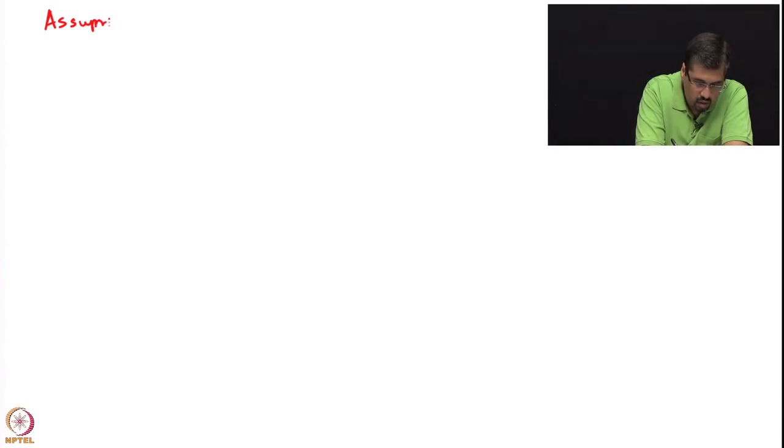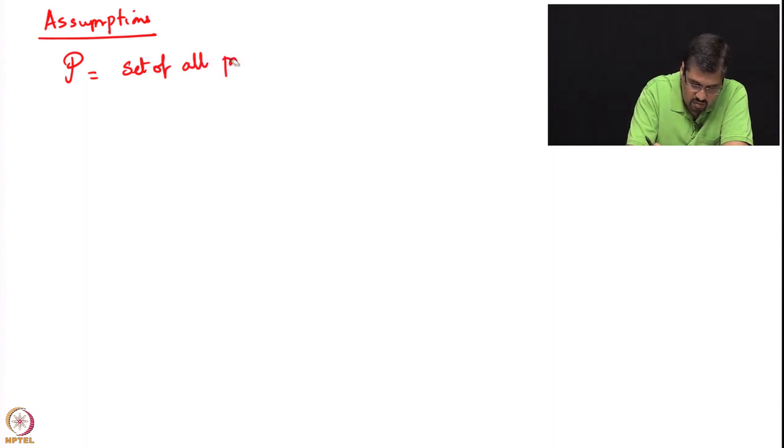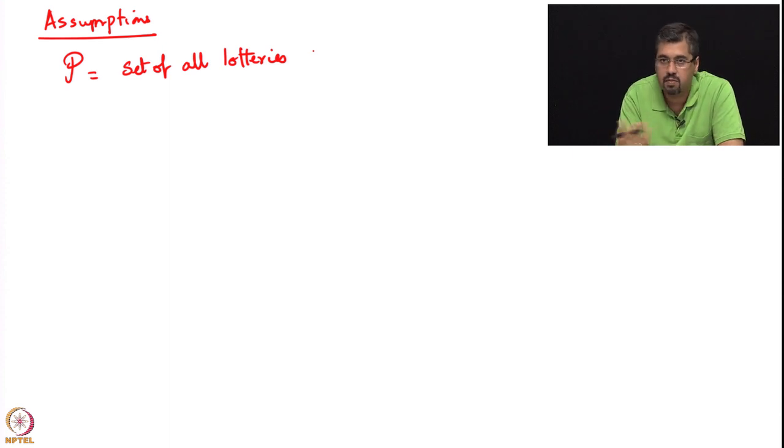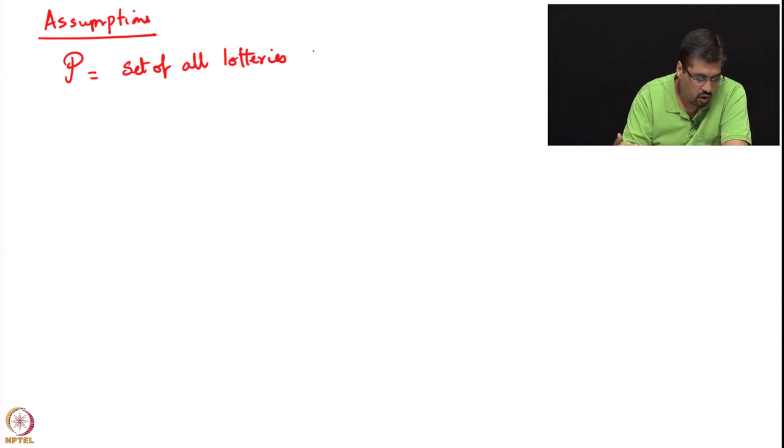under which there always exists such a utility function, and that theorem is as follows. What we will do is make the following assumptions. Denote by this fancy P the set of all lotteries, equivalently the set of all possible probability distributions on outcomes.